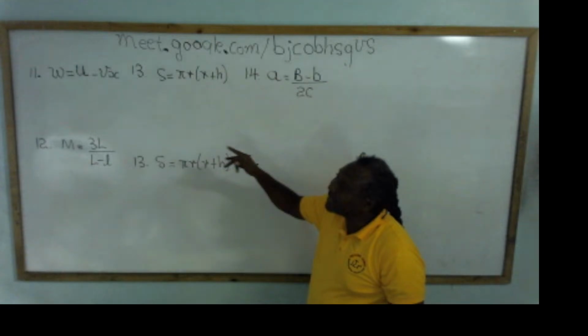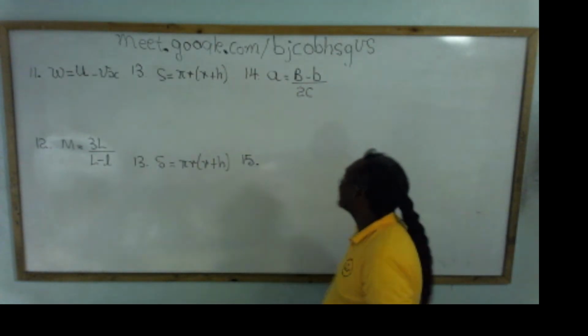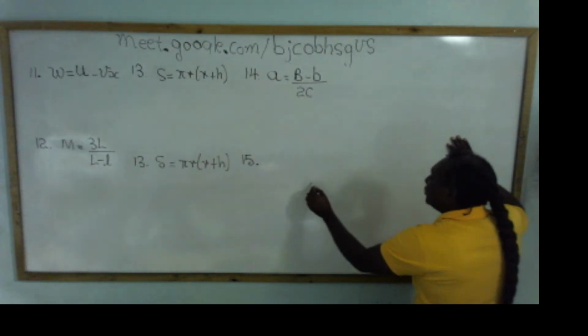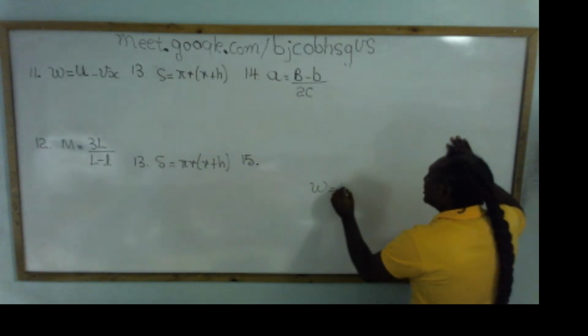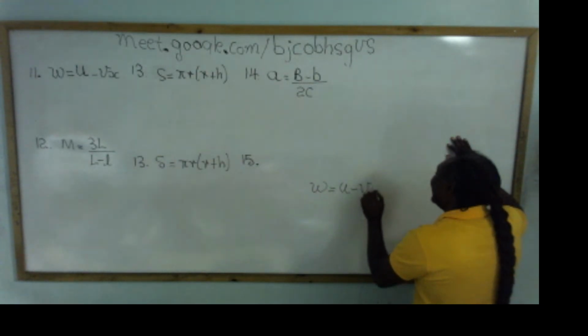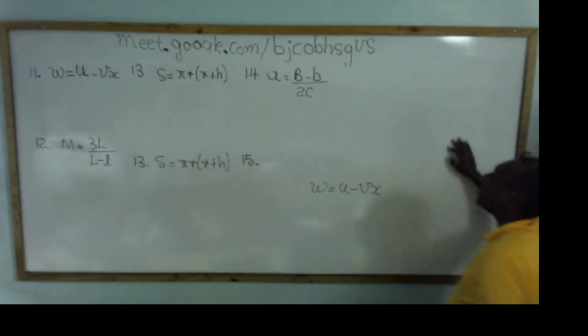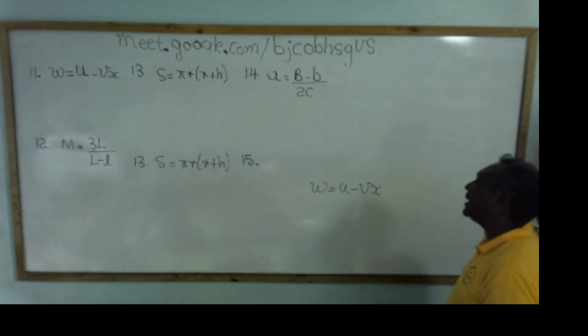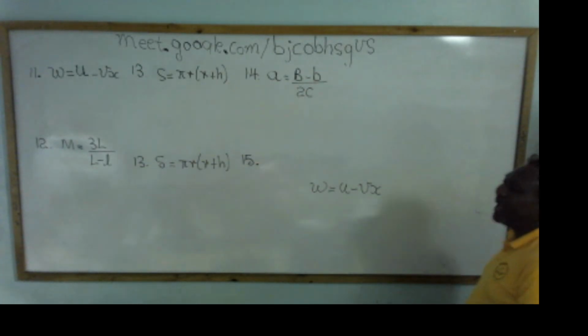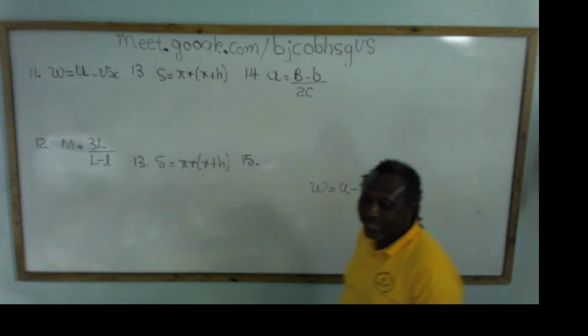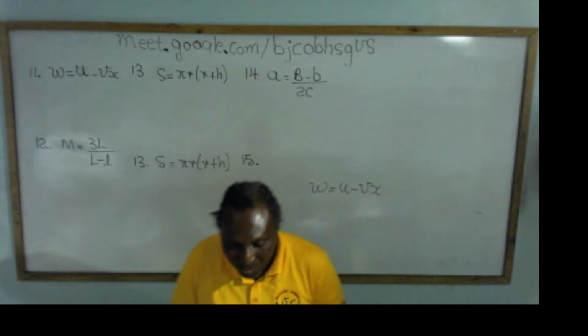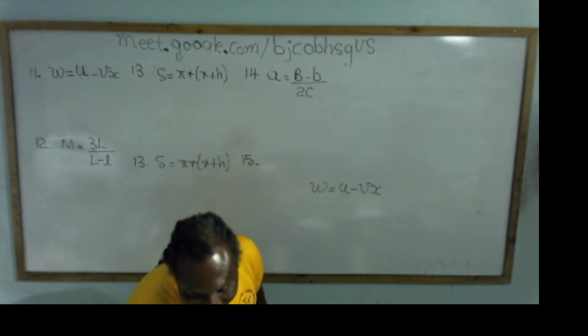Now let us take a look at that one. W is equal to u minus vx for x. What is the first thing that we eliminate, and by what process do we eliminate it? So that's what I'm going to be asking. What do we eliminate first?